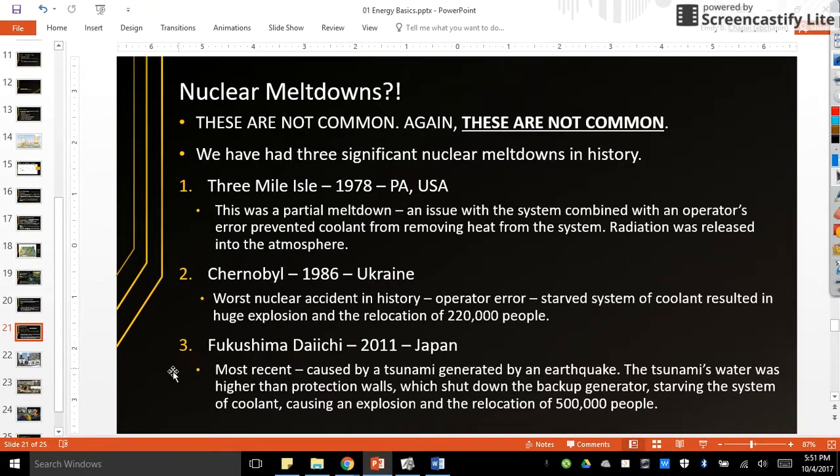And the most recent one was Fukushima Daiichi. This was not operator error. It was building constructor error, because they did not take into account that they were on a giant subduction fault line, and they should have probably taken a little bit more precaution when creating a nuclear power plant here. But basically, an earthquake generated this tsunami.